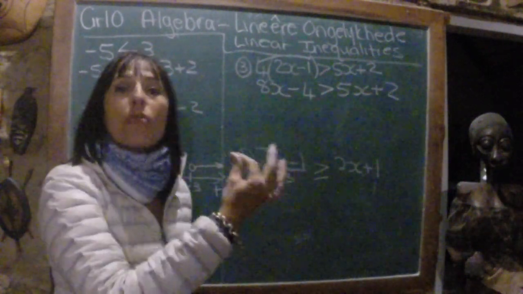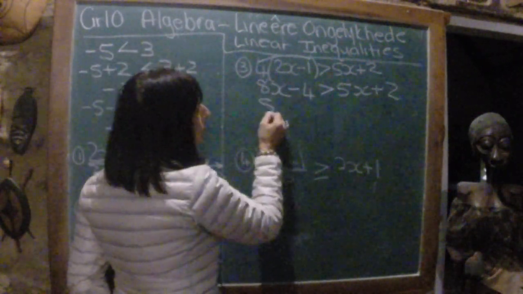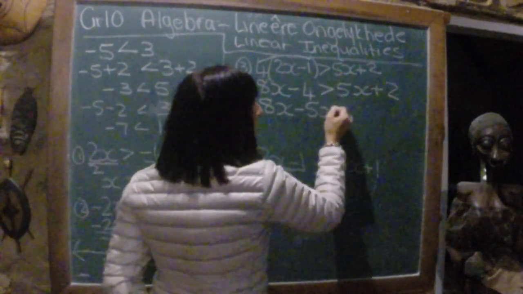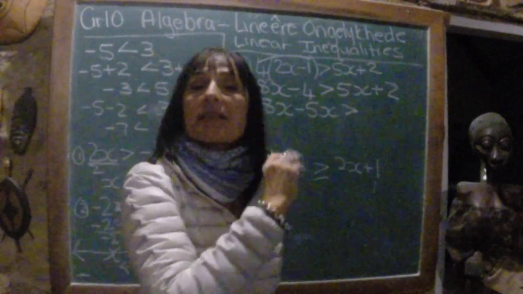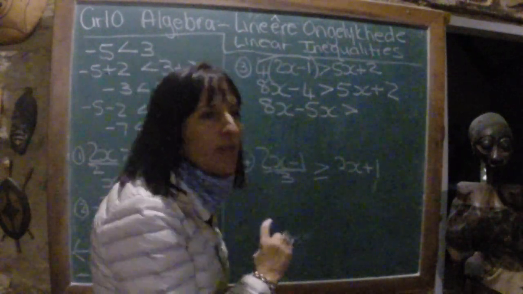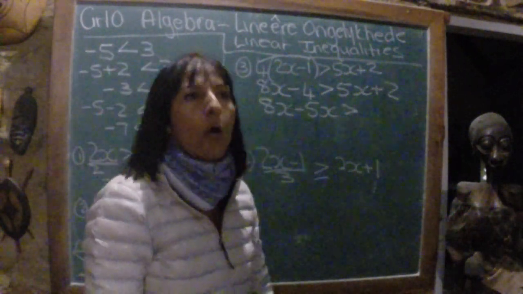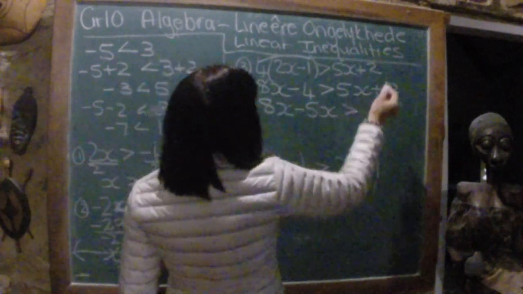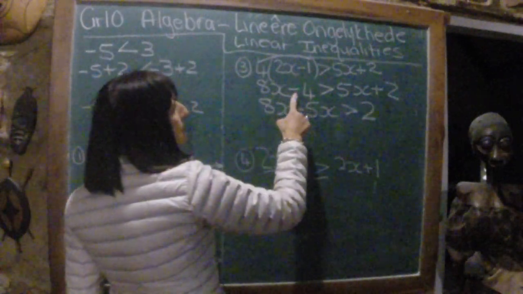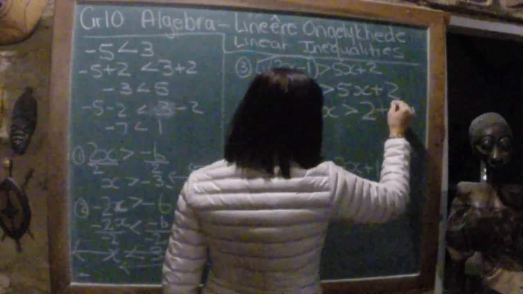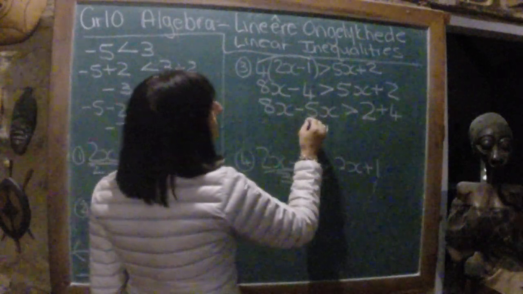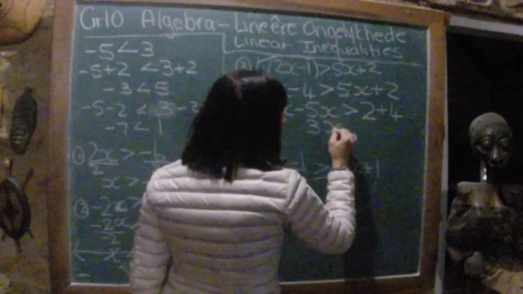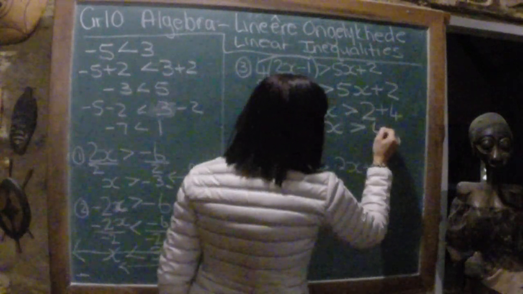Get the x's on the one side of the equals to. That then becomes a negative. The inequality stays exactly as it is. Hoekom verander hy nie? Want ek deel nie of ek maal nie met 'n minus nie. So the 4 goes to the other side. A minus becomes a plus. Nou het ek 3x, want 8x minus 5x is 3x, is groter as 6.